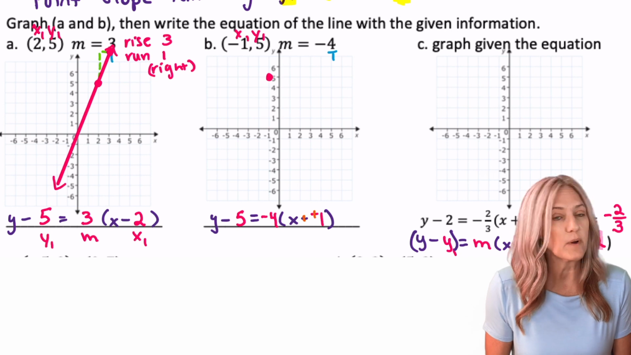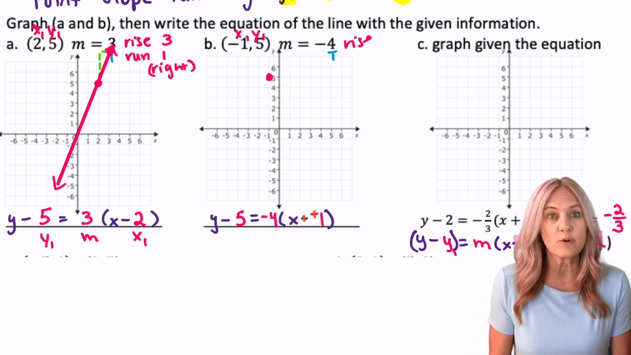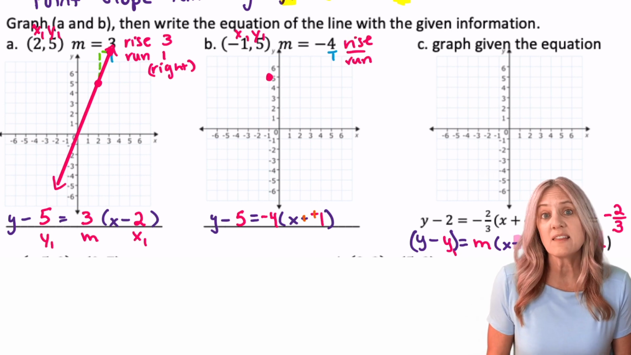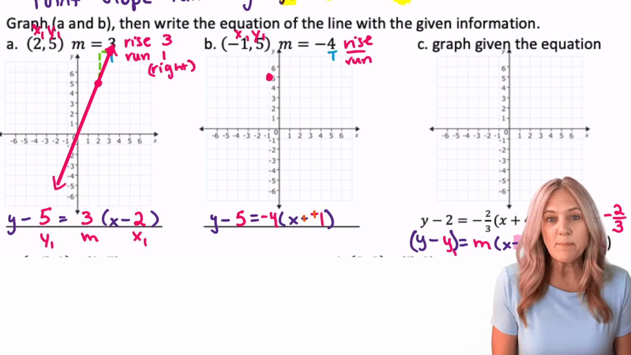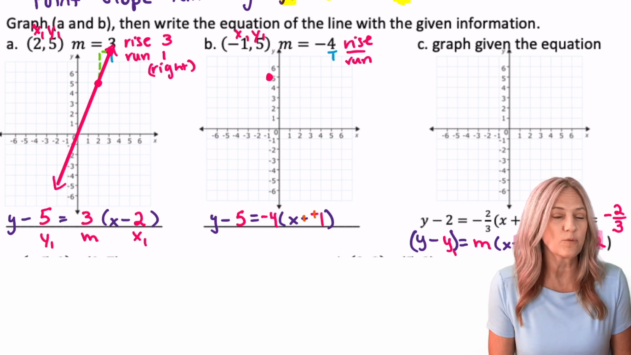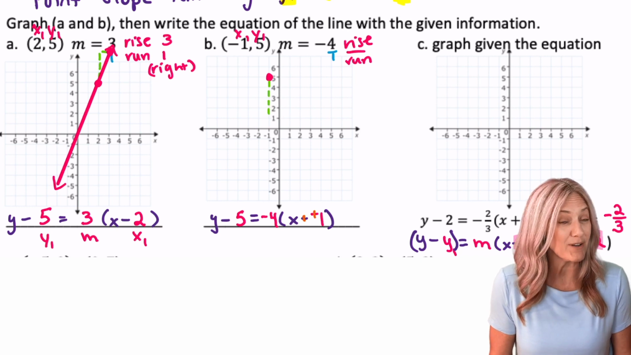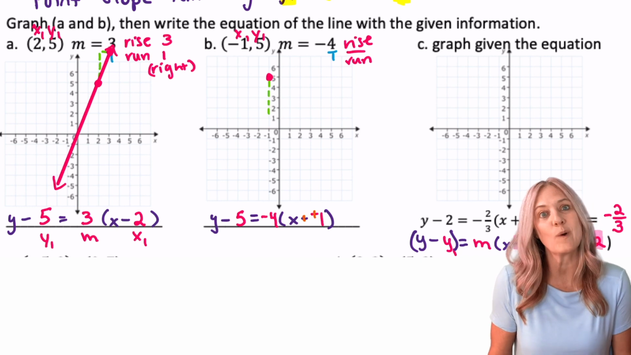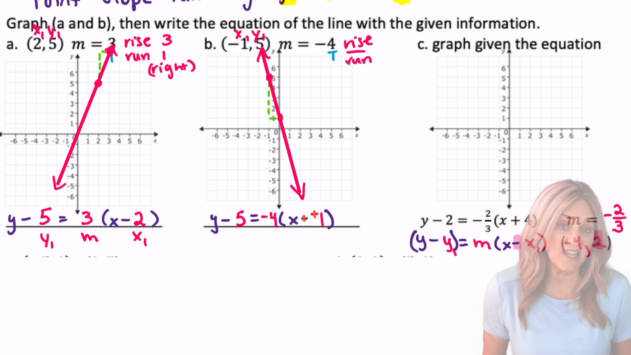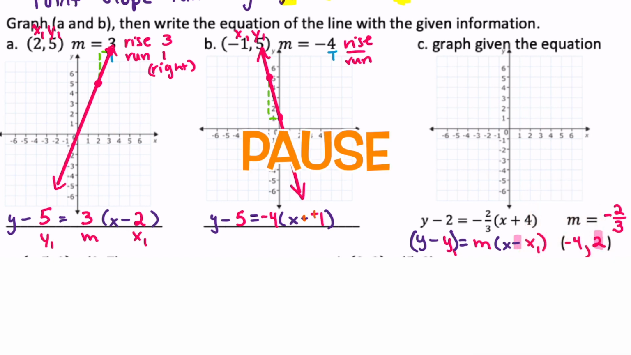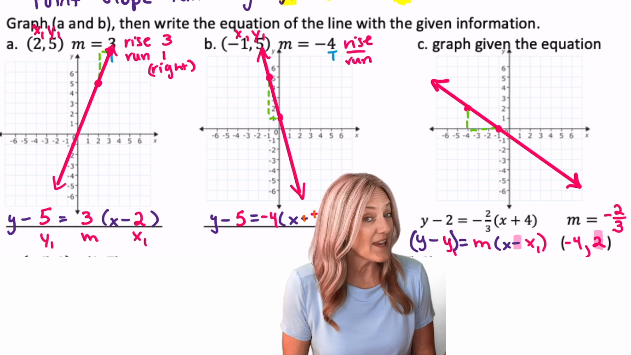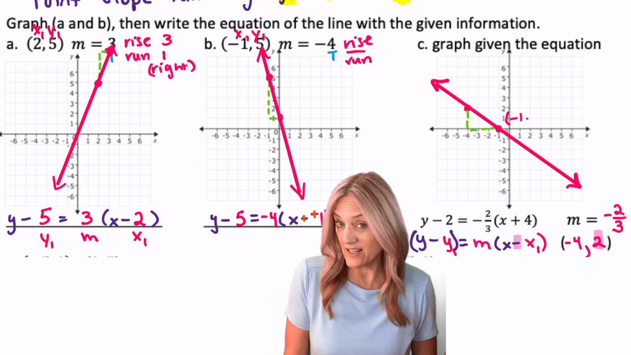Now using slope, it's negative 4, so negative 4 divided by 1. Let's assign the negative to the numerator. So that means our rise is negative. We're going to count down 4 units, but the denominator is still positive, so we're still going right 1 unit. Graph C. How'd you do? Was your second point the x-intercept of negative 1, 0?